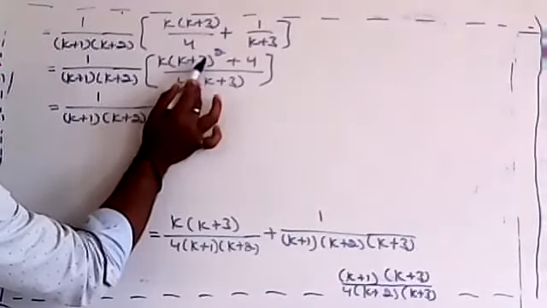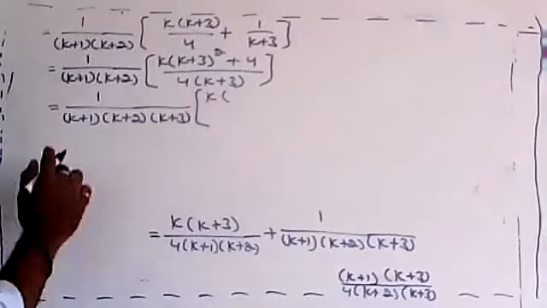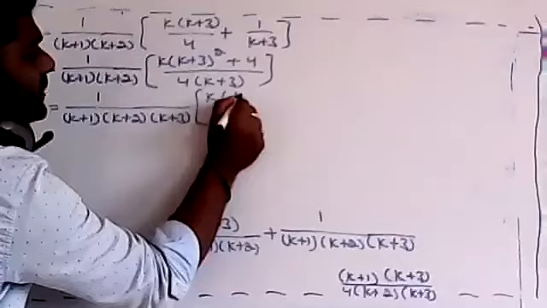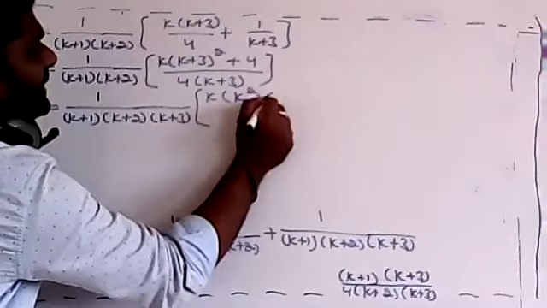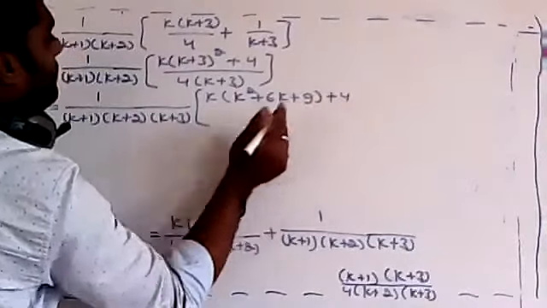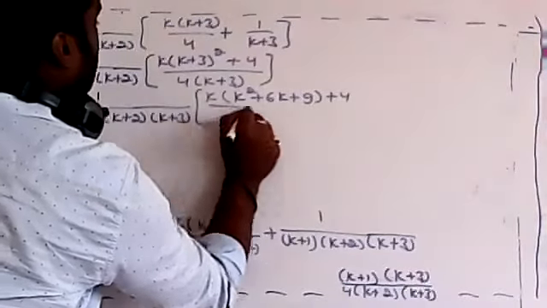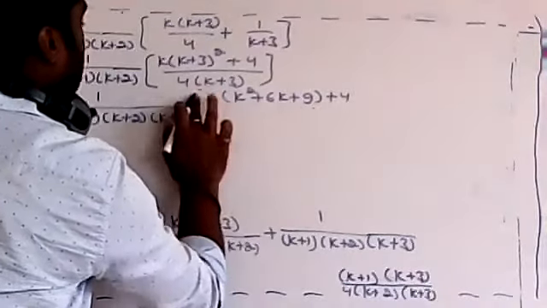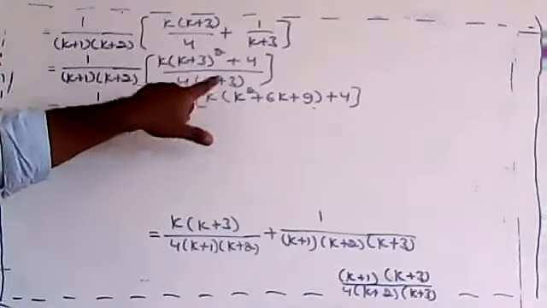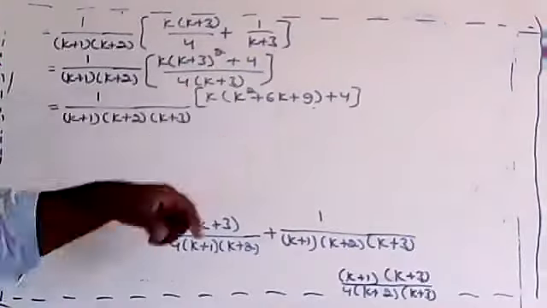What is a plus b the whole square? A square plus 2ab plus b square. When we put here, a plus b the whole square formula applies. So what do you get here? K square plus 6k plus 9 plus 4, divided by, sorry, 4. Correct? So this one should be inside. Correct? So k plus 3 the whole square is what? K square plus 6k plus 9 into k plus 4.